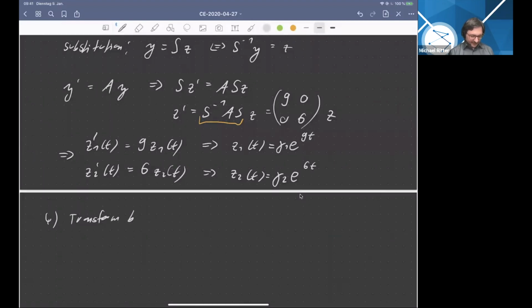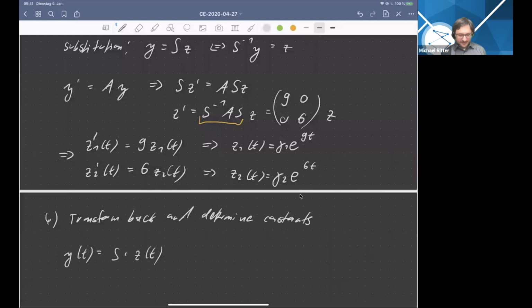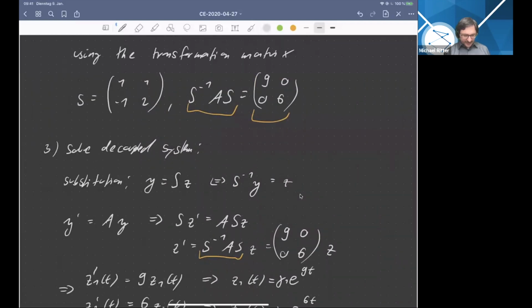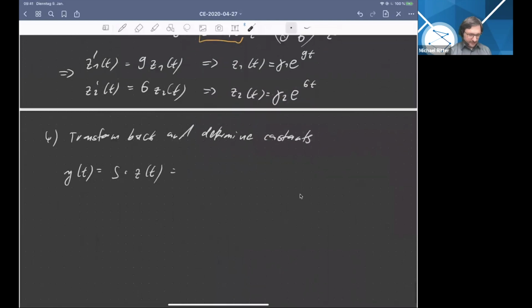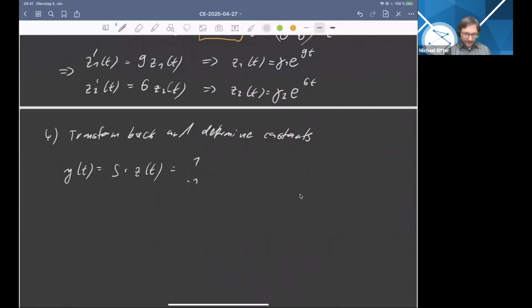Transform back and determine constants. So transforming back means we just compute y of t through S times z of t. S was this matrix here, 1, -1, 1, 2.